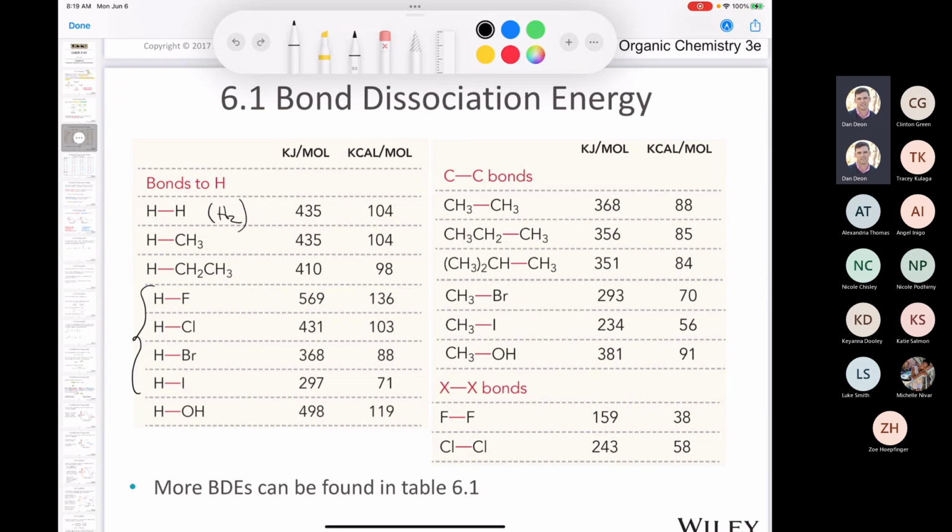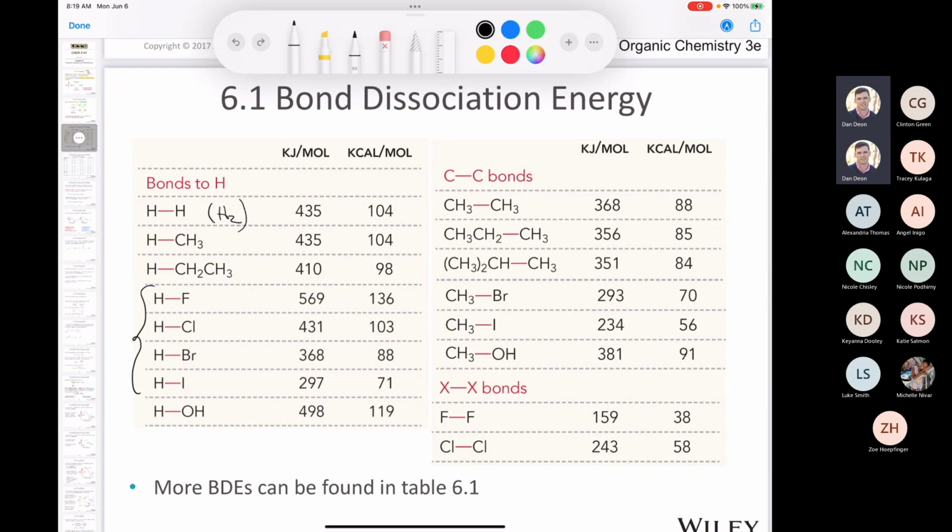We have some carbon-carbon bonds here as well. We have the carbon-carbon bond in ethane. So this is ethane here. Then we have propane here. We have isobutane here. Anyhow, you do not have to memorize any of the values in this table. Okay, you don't have to memorize any of the values whatsoever.